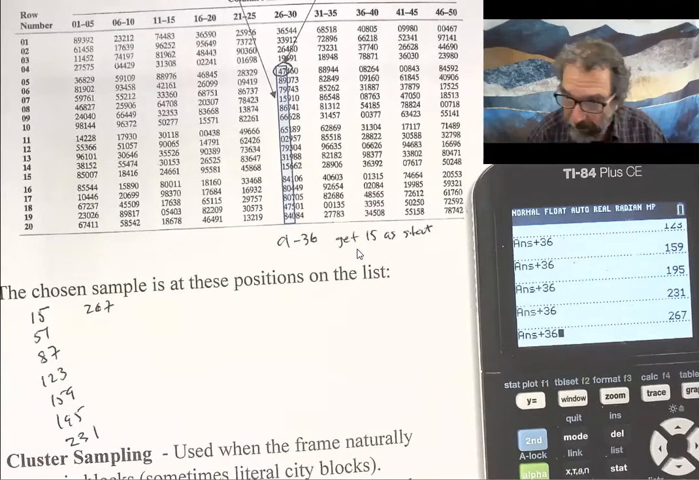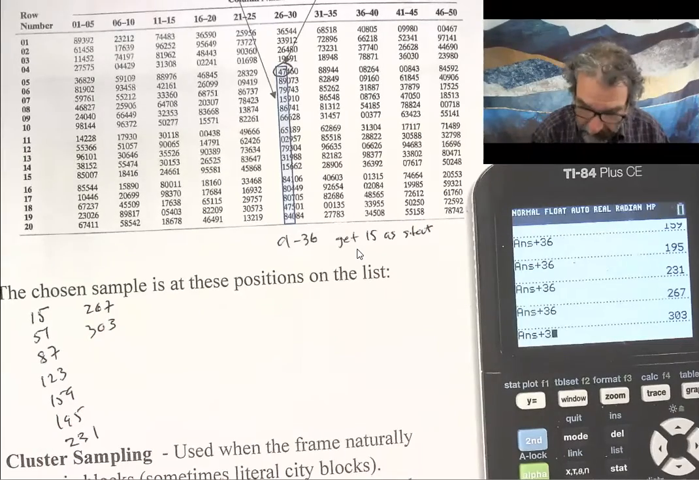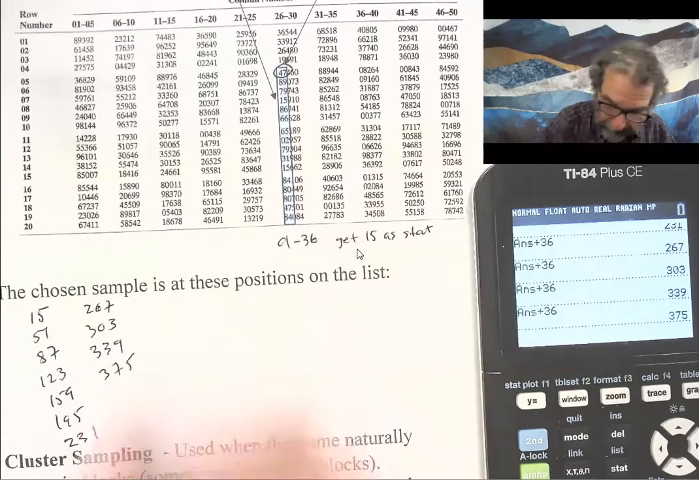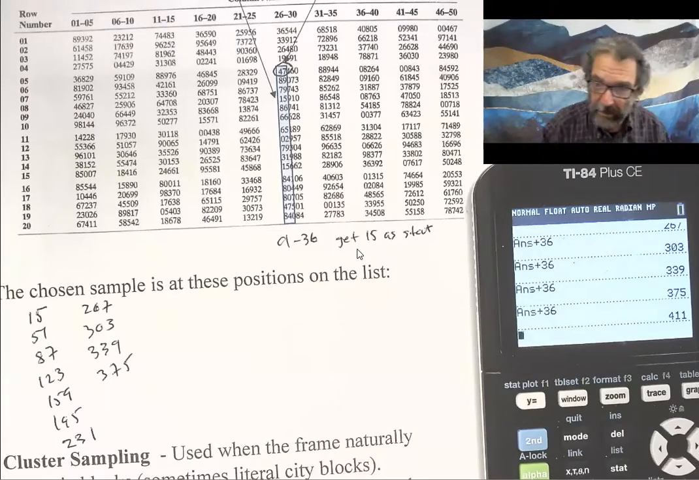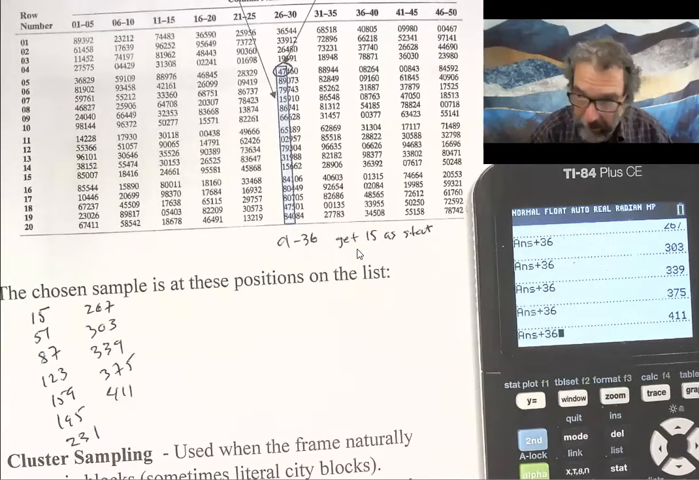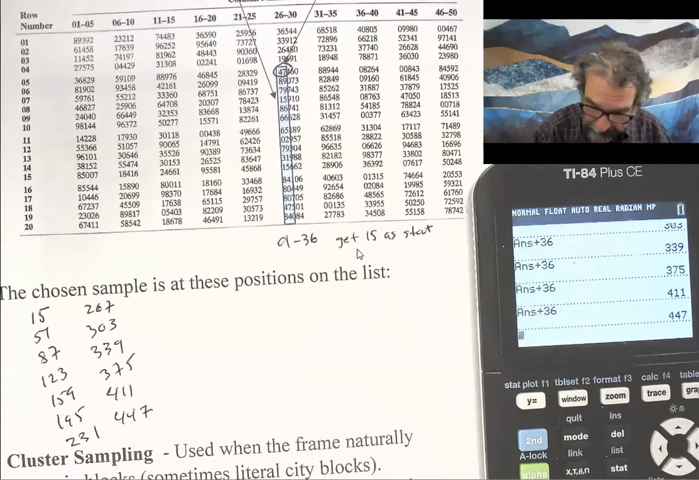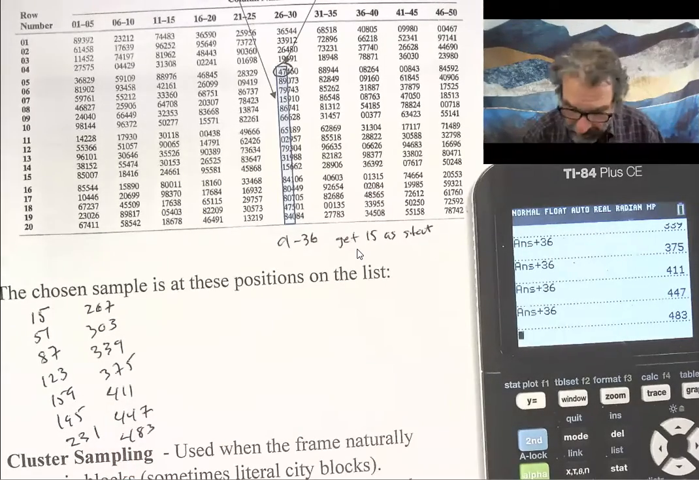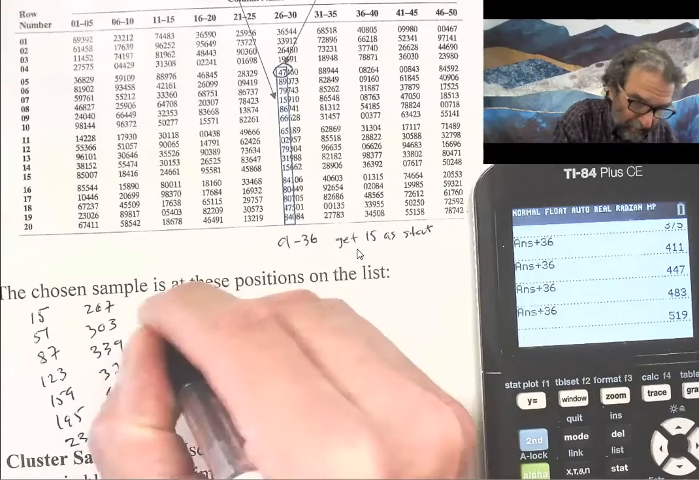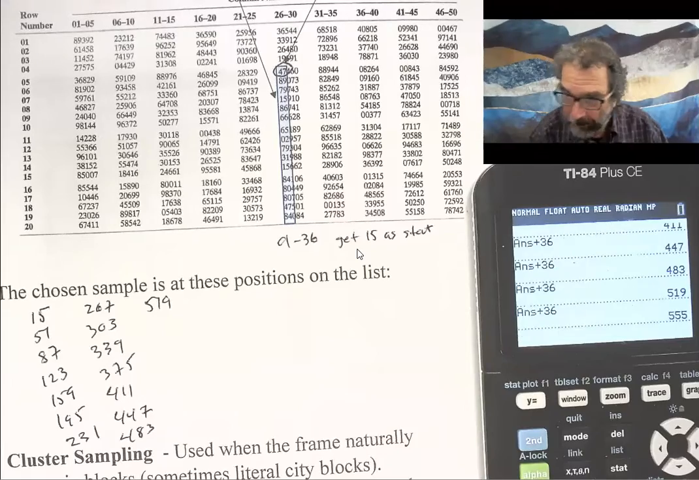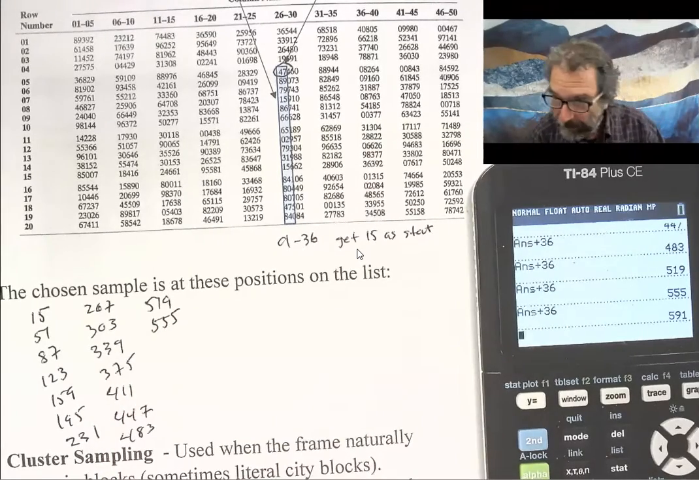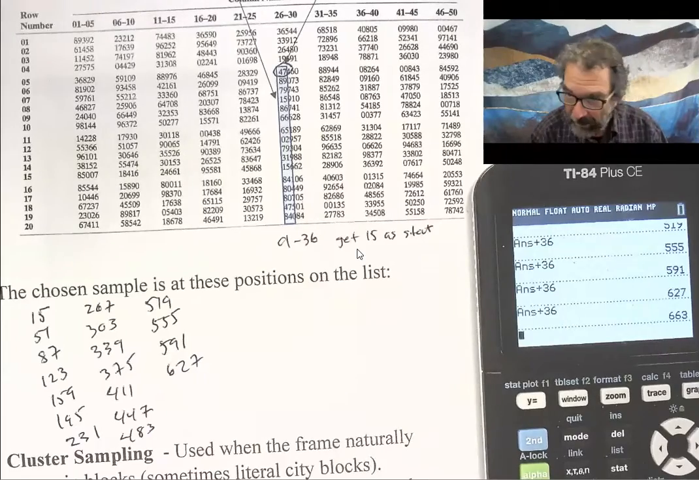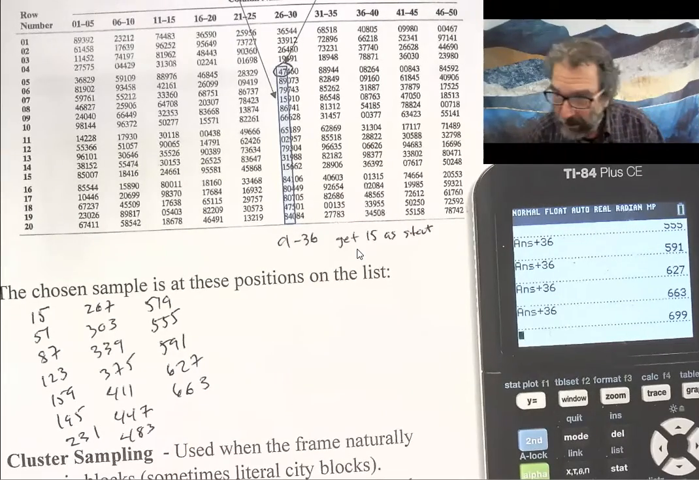267, 303, 339, 375, 411, 447, 483. So there's 7 there. 7 says 14. Here comes 15. 15, 16, 17, 18, 19, 20.